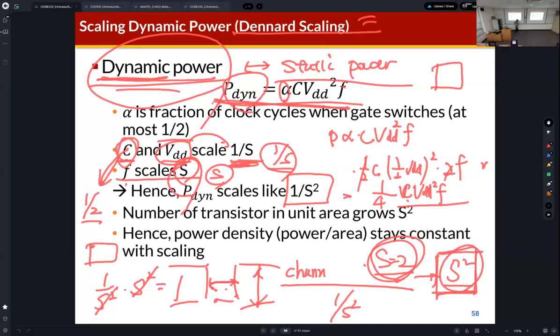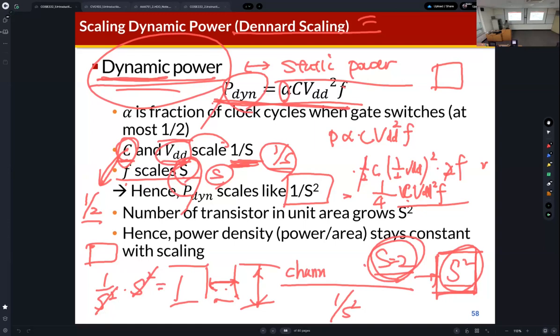Dennard scaling concerns power density. We can reduce the size of the transistor with advanced semiconductor technology, and with this transistor scaling we can reduce the size. Also, if we reduce the size of transistors, then characteristics such as performance, which is related to the execution time, can improve. Also, we can reduce the power consumption by reducing the supply voltage to the CMOS circuit.